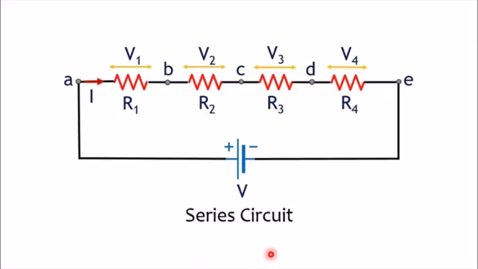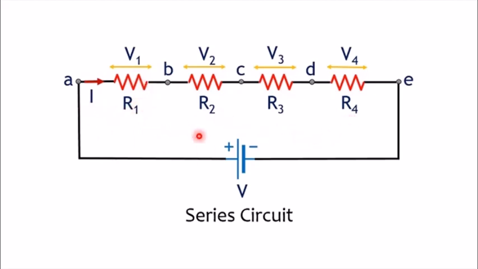So this is a series circuit. You can see a cell is attached here, with positive and negative terminal. We have conducting wires here. This is the A terminal and this is the E terminal. Now here you can find that we have put 4 resistances, for example. We have put 1, 2, 3 and 4. We will name them R1, R2, R3 and R4.